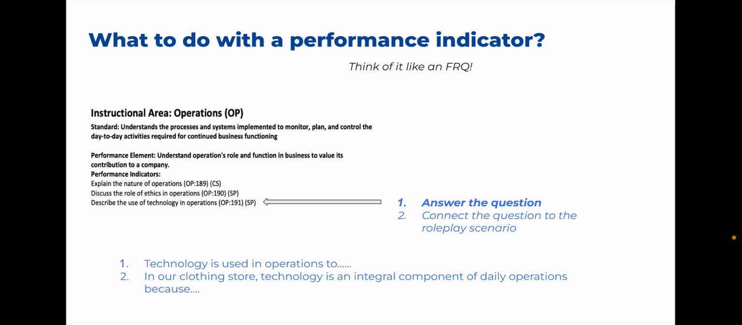So for example, describe the use of technology in operations. I'd first describe the use of technology in operations and then connect it back to the role play scenario. So this is for apparel and accessories marketing. I would be like, in our clothing store, we use technology to do, etc., or whatever the task is.